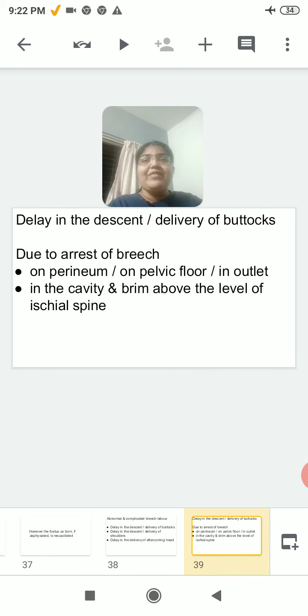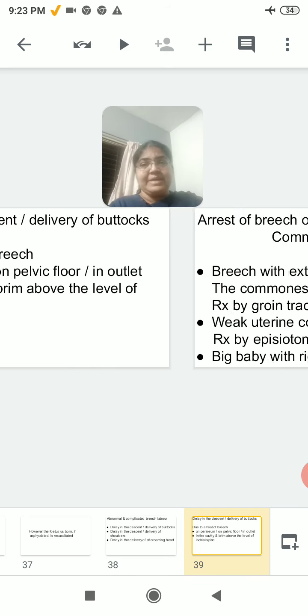We see first delay in the descent or delivery of the buttocks. It is due to arrest of the breech on the perineum, on the pelvic floor or in the outlet. This is the level where the arrest of the breech occurs. So it is likely to occur either on the perineum or on the floor or in the outlet. And secondly, it is also possible in the pelvic cavity and brim above the level of the ischial spine.